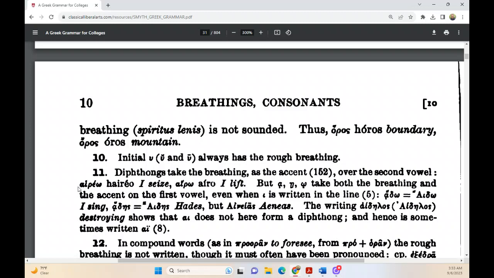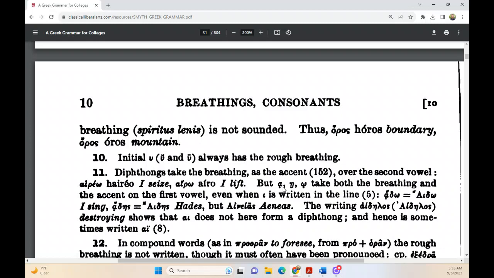So you can see how this is transliterated. It's the alpha iota diphthong with a rough breathing mark, and that's written as H-A-I. So it's pronounced as "hai," "hairéo." That's the diphthong alpha iota with a rough breathing. So that's simple enough, I think, just to remember that the diphthong has breathing marked over the second vowel.